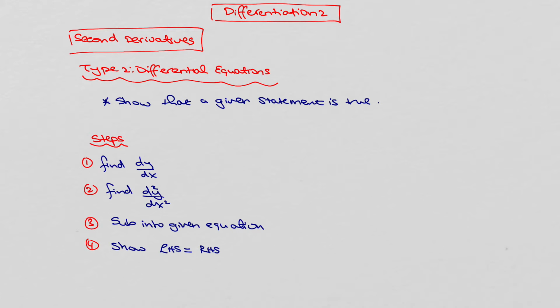So therefore, the first thing we would have to do is our step 1, where we'd find our first derivative. We'd simplify that and then find the second derivative. Simplifying the second derivative, we would then take the original function, the first derivative, the second derivative, sub it into the given equation, and simplify, showing that the left-hand side is equal to the right-hand side. Okay, so let's have a look at an example of one of these given statements.